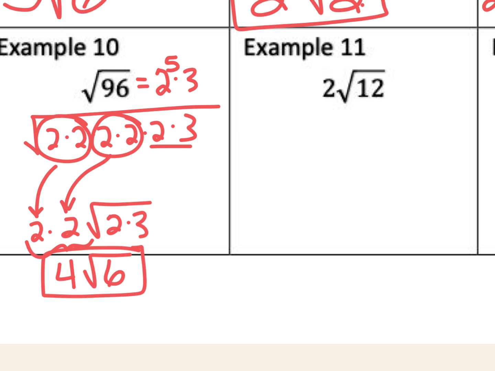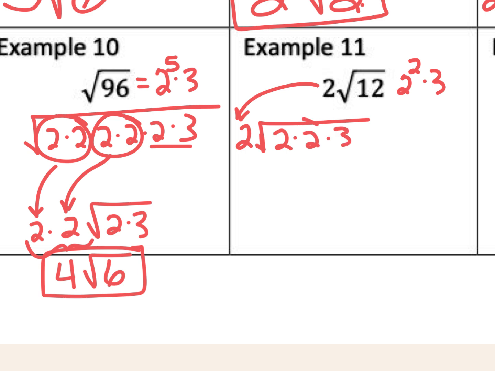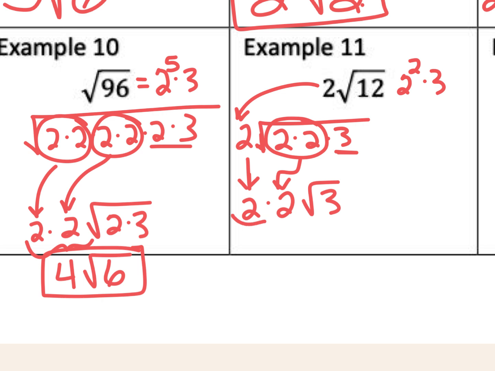11 is a little bit tricky. We're going to leave this 2 on the outside. And when we do 12, we get 2 squared times 3. So on the inside, I'm going to write 2 times 2 times 3. Now, because we have this 2 outside already, we're going to leave it outside. And then I have a pair, so that's going to go outside as well. My 3 is all alone. It stays inside. So this actually, 2 times 2, 4, square root of 3.